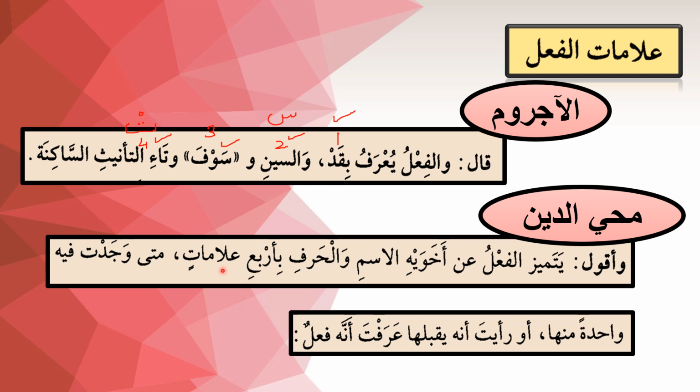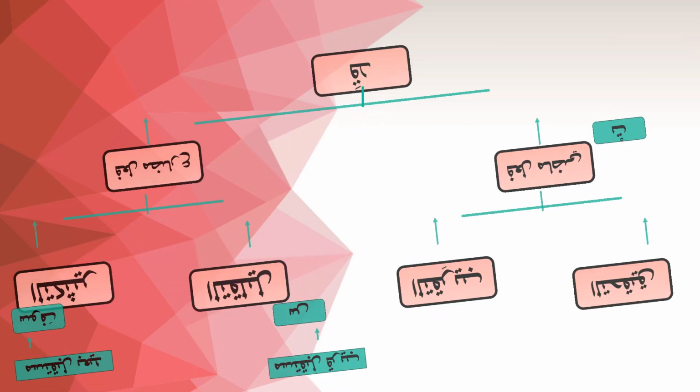With arba alamat, that is 4 signs. Mata wajadat fihi, whenever you find one of the 4 things with the fail, أو رأيت أنه يقبلها عرفت أنه فعلا. So he is saying that whenever you see one of the 4 signs with it, either qad or seen or saufa or tatanis, know that it is a fail. So these are the main 4 signs of a fail. Let's see the 4 signs of the fails.